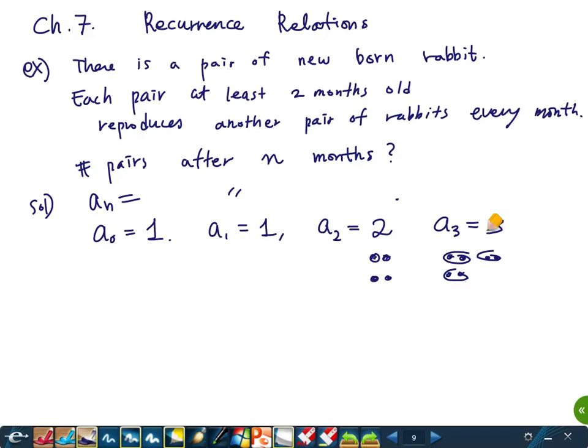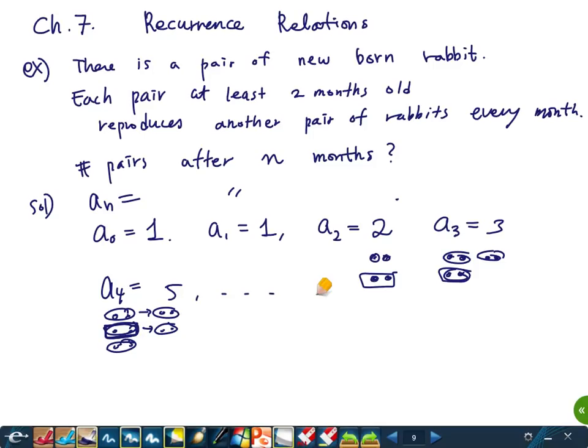etc. What about A4? Shall we do A4 more? So we have 3 here. 1, 2, 3. This part, they are now 2 months old, so they can reproduce. So this will reproduce 1 more. This will reproduce 1 more. So like this. So it will be 5, and etc. You can continue and then compute.